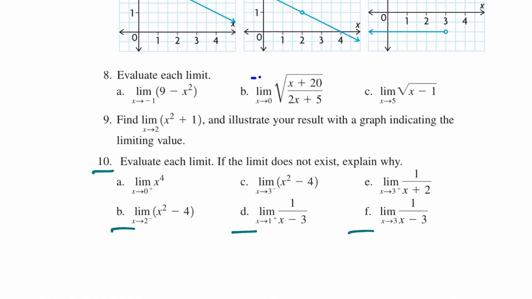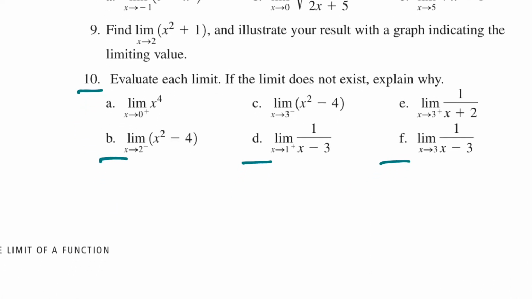Question 10, Part B. Limit of f of x as x approaches 2 when f of x is x squared minus 4. When x approaches 2, x squared minus 4 approaches 0. When x is around 2 from the left side or right side, x squared is around 4 and x squared minus 4 is around 0.